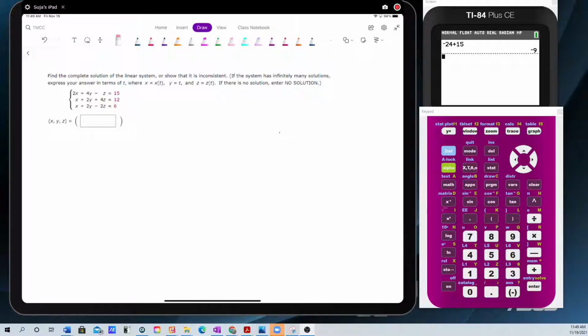To do this problem, I'm going to first label equations 1, 2, and 3. I would call the first one equation 1, the second one equation 2, and the third one equation 3. I'm using the solving system of linear equations, addition elimination method, and also back substitution after I eliminate at least 1 or 2 variables.